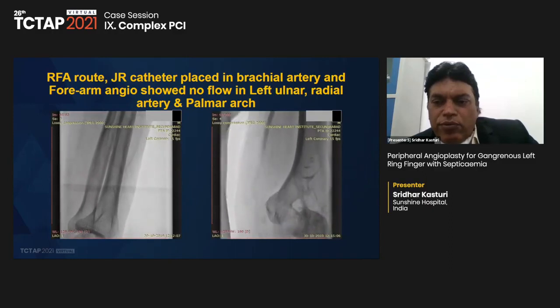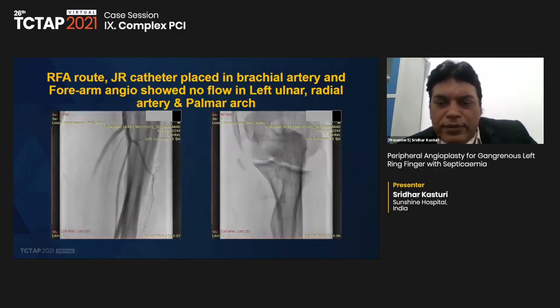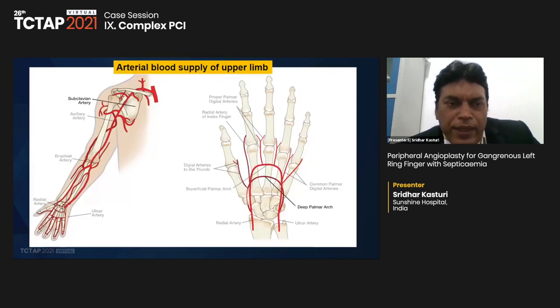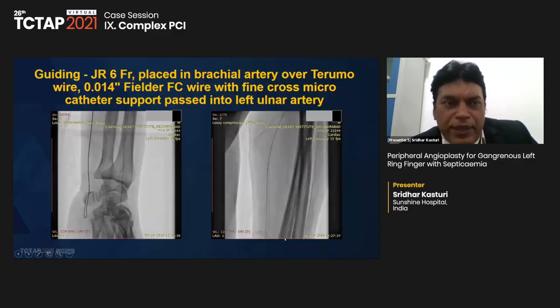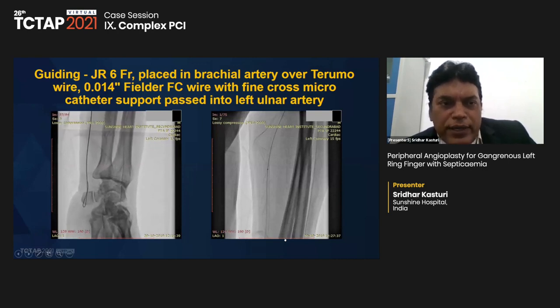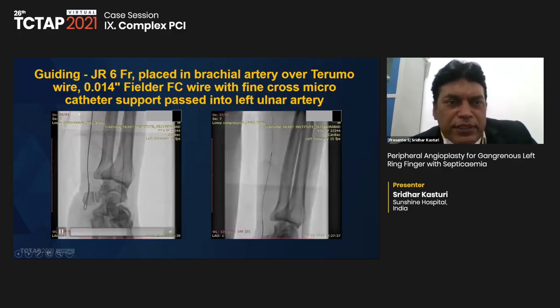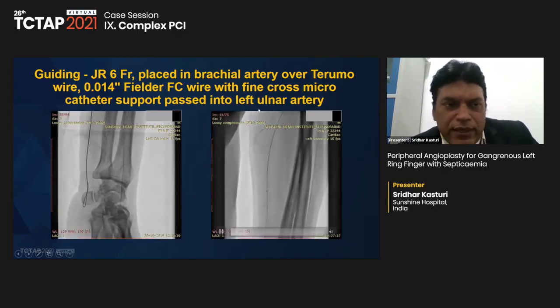We were unable to see any flow in the radial, ulnar, and palmar arch. You can see it very nicely. Our intention is to open the superficial palmar arch and even the digital arteries, doing balloon angioplasty, and to open the right radial, left radial, and left ulnar artery. This is our plan. We took the JR guiding catheter and Turbo wire, placed in the brachial artery, and took the Fielder FC 0.014 wire using the Finecross.